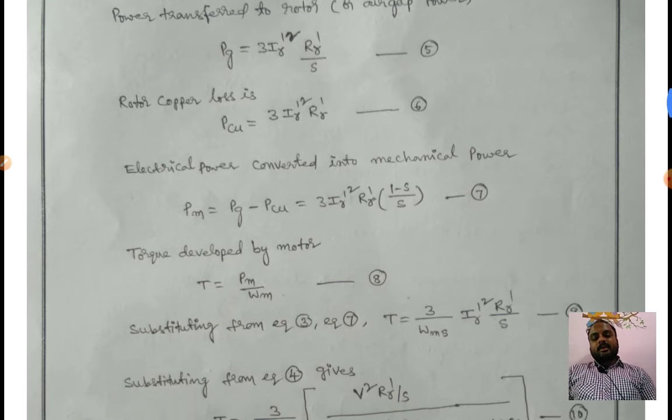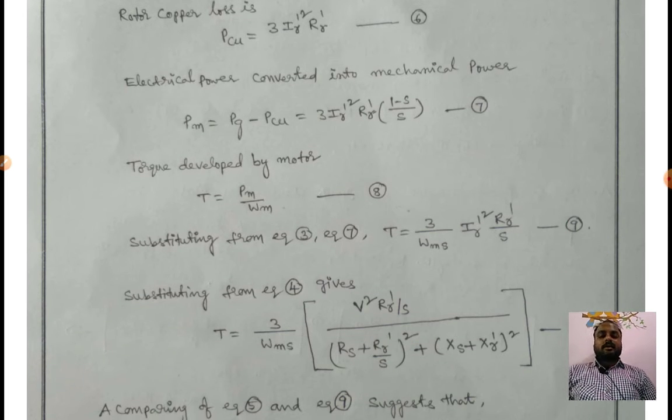Next one, torque developed by the motor. Torque is equal to the ratio of power developed in the motor to motor speed, P_m by omega_m. From equations 3 and 7, we can get the torque developed by the motor, T is equal to 3 by omega_ms into I_R dash square R_R dash by S, that is the one equation.